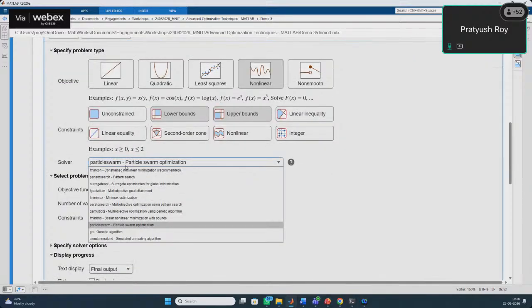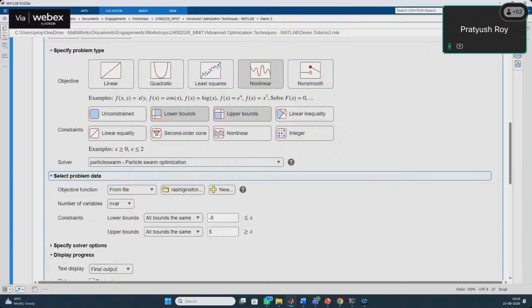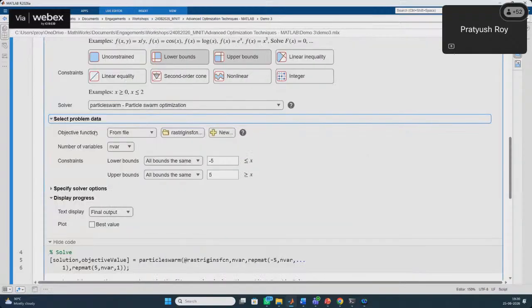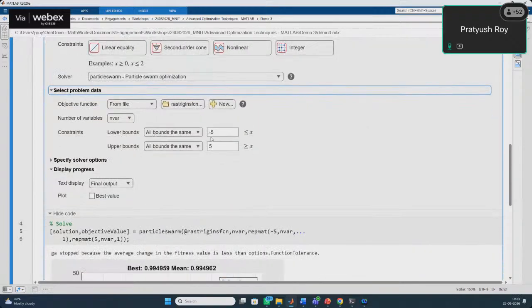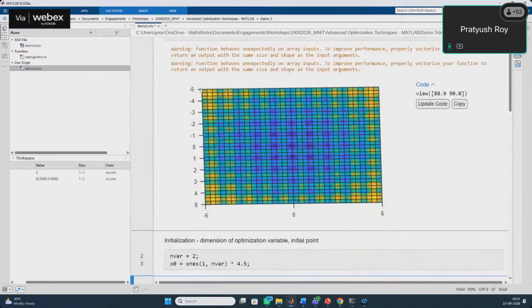What is the solver that we are using here? Yesterday we used genetic algorithm. Today we are using particle swarm optimization, so this one will be the one. What is the objective function? If you notice, this function is already there. This is the Rastrigin function. What are the number of variables? N is 2. And you have the lower and upper bounds, which are -5 and 5. So all the solutions that we are searching for lie between -5 and 5.